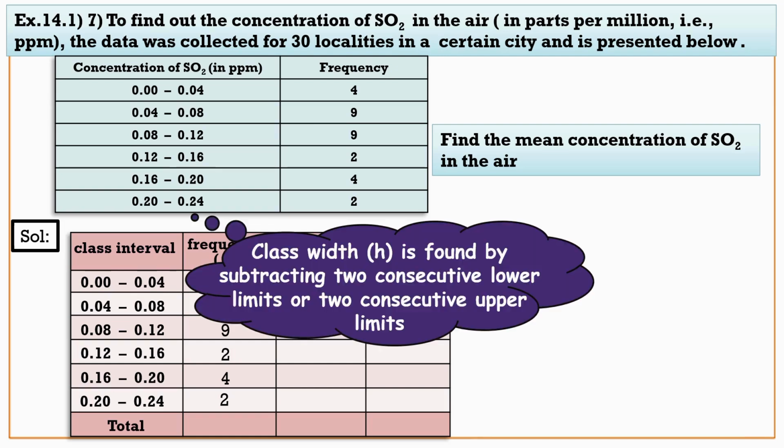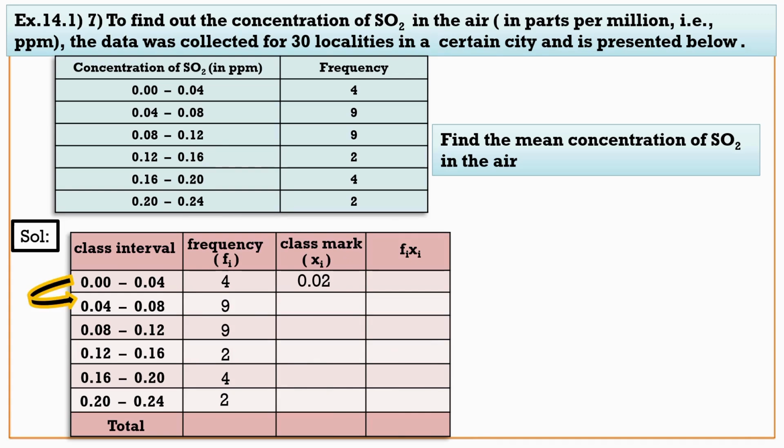Next step is we need to find the class width, h. To find the class width, we have to subtract 2 consecutive lower limits or 2 consecutive upper limits. So 0.04 minus 0.00, the class width h will be equal to 0.04. Now we keep on adding the class width to each class mark, then we will get the next class mark. In this way we are getting all the class marks.